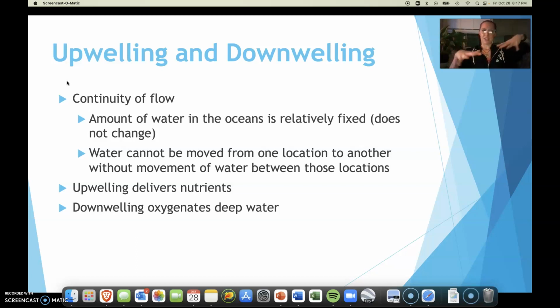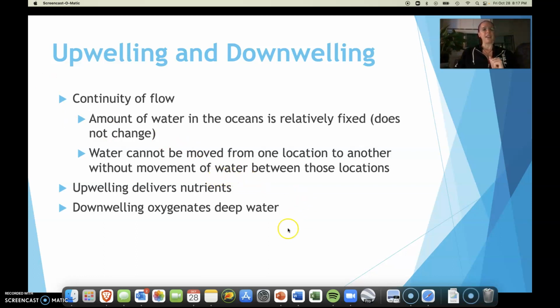It's relatively the same. And also, water cannot be moved from one location to another without movement of water between these two locations or between locations. So we're not playing Moses, we're not parting the Red Sea, none of that stuff is happening. We're keeping all physics that we know of good and kosher.